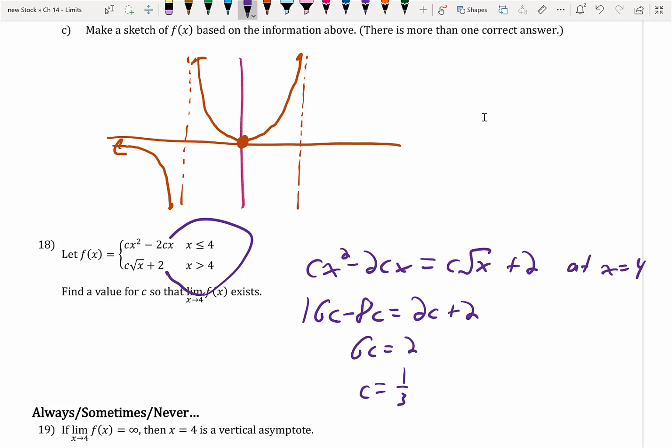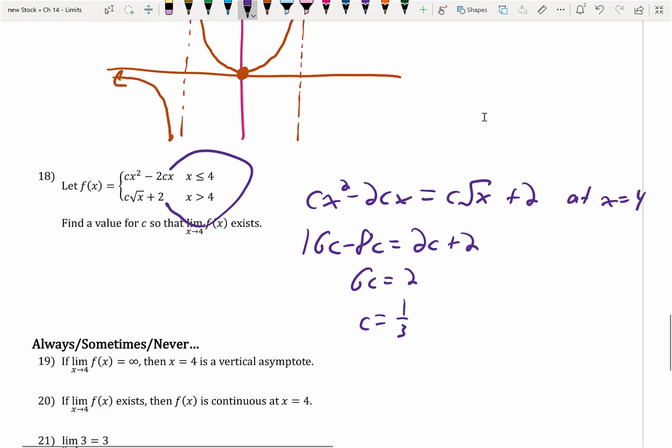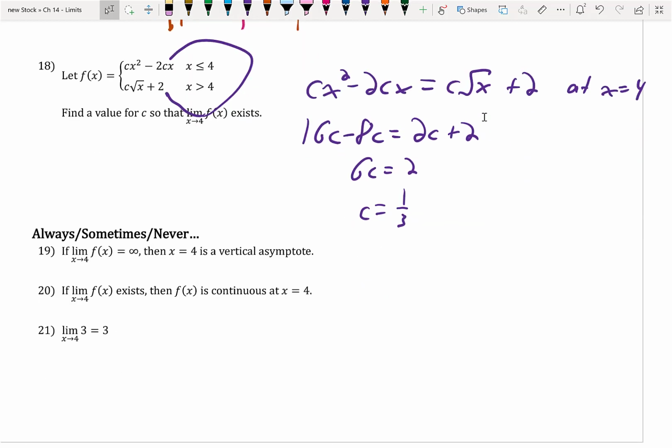Then finally, we have your favorite types of questions from geometry. They are good. If the limit is equal to infinity, then x equals 4 is a vertical asymptote. That is always. If the limit exists, then f of x is continuous at that place. That's a sometimes. Let's talk about the place where it's not.